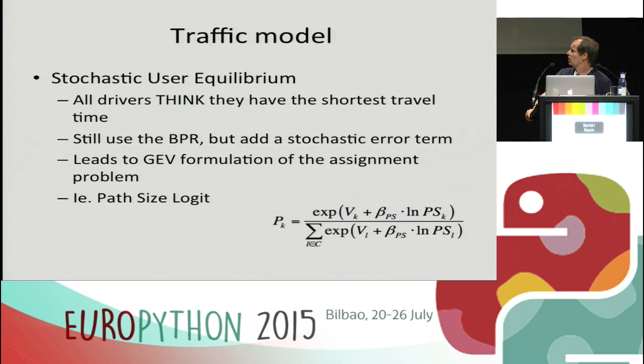path size logit, where you look at how paths overlap, if different routes use the same links. The stochastic user equilibrium part is nice because you can use stochastic methods, but the problem with the stochastic user equilibrium is that there will be a non-zero probability to use every route. So it might be a very small probability that you use a very stupid route, but it will be there and it will be calculated. So you kind of underestimate the good routes. So that's not so nice.